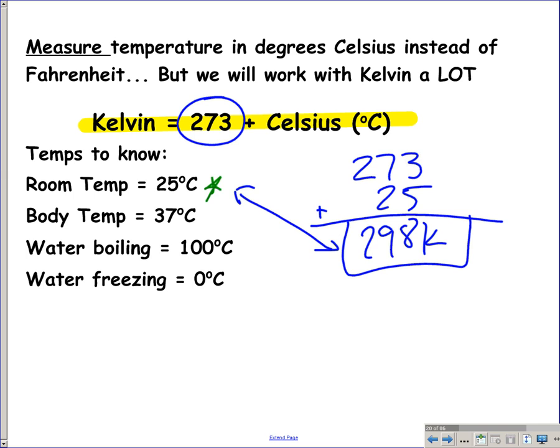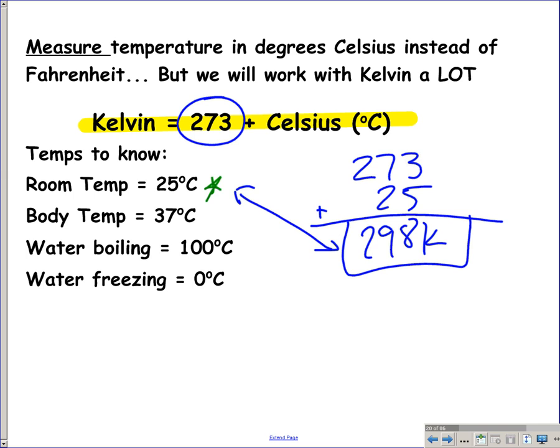Body temperature, if you're sick, your mom puts a thermometer in your mouth. What's a high fever? About 100 or 100 plus degrees Fahrenheit. So about 97, 98 degrees Fahrenheit is what you would normally have. That's equal to 37 degrees Celsius. You don't have to memorize this one. This is one I could help you with. The room temperature we use a lot, so I'd like for you to know that one.